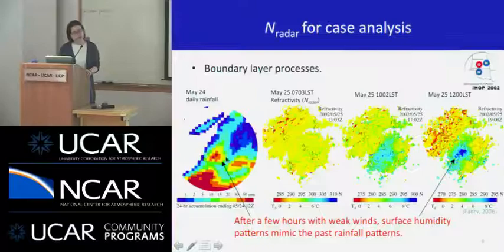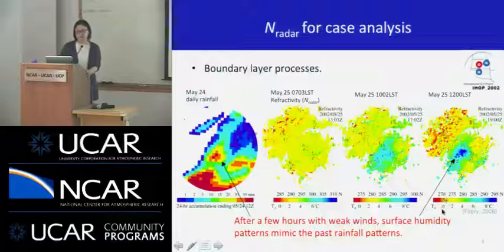And for easier use, people also tried to invert the refractivity to the dew point temperature. Even considering the temperature variation in space, the dew point uncertainty is quite low. So if you want to study boundary layer processes, you can invert that to dew point temperature, as plotted.